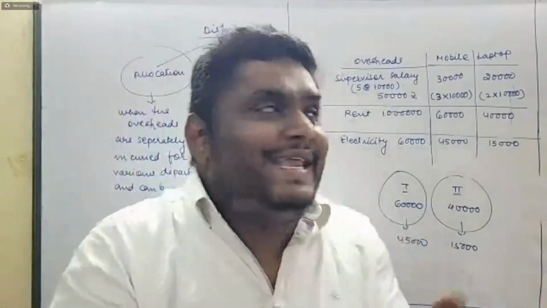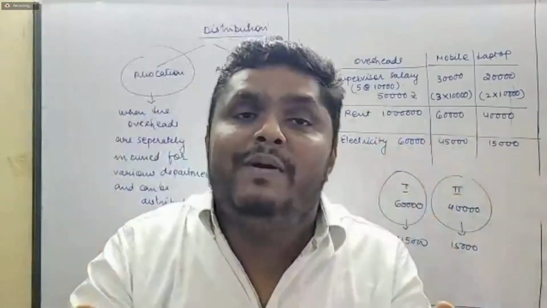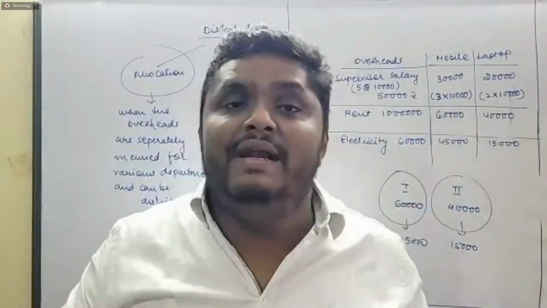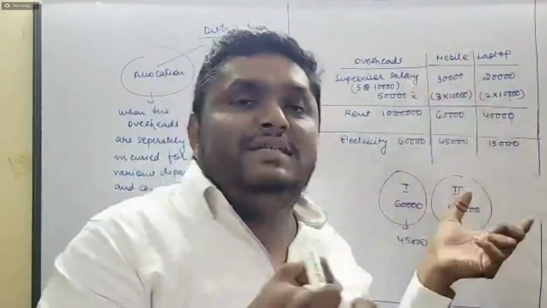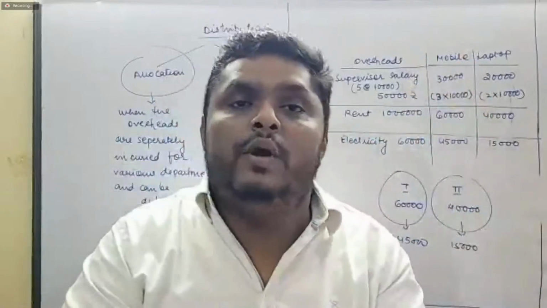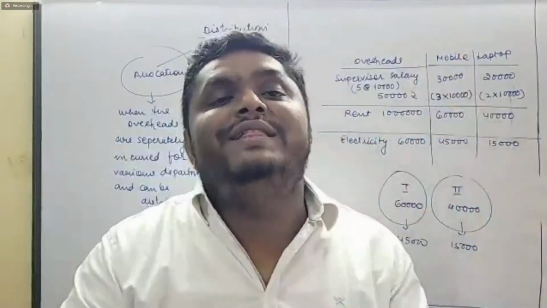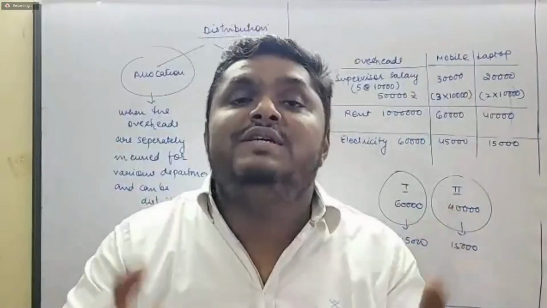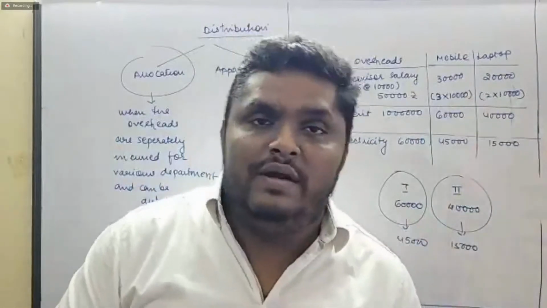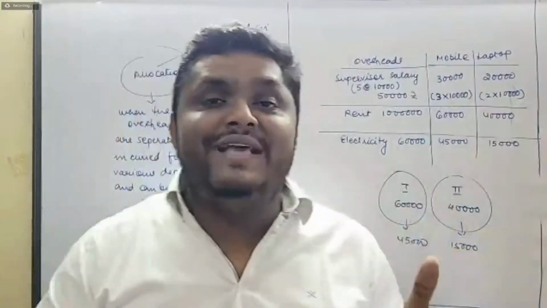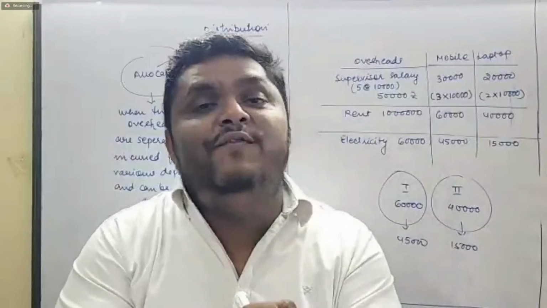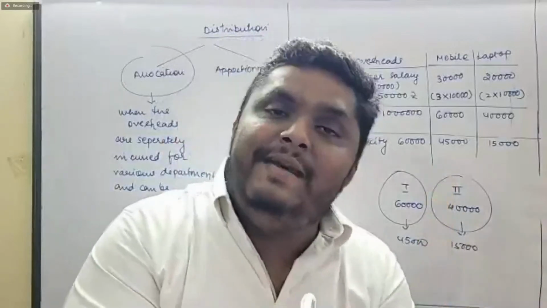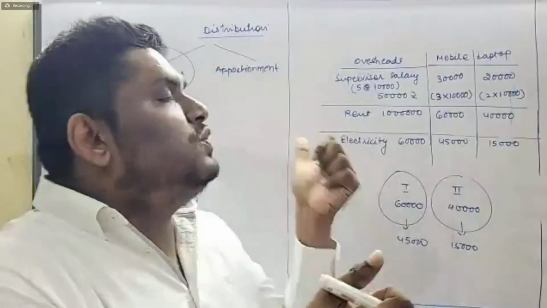So in these 3 cases we have discussed, that is supervisors, electricity bill and rent, it is clearly given in the question that their overheads are separate. So we have distributed these overheads directly. This process is known as allocation of overhead. I hope you guys are clear on what allocation is. When the overheads are incurred separately for each production department and can be distributed directly, this is called allocation of overhead.